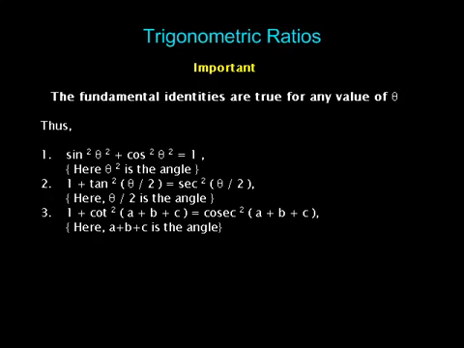Therefore sin square of theta square plus cos square of theta square is also 1. 1 plus tan square of theta by 2 equal to sec square of theta by 2, and 1 plus cot square of a plus b plus c equal to cosec square of the same angle, that is a plus b plus c. Again note that sin of theta square plus cos of theta square is not equal to 1, and sin of theta by 2 is not the same as sin theta divided by 2.